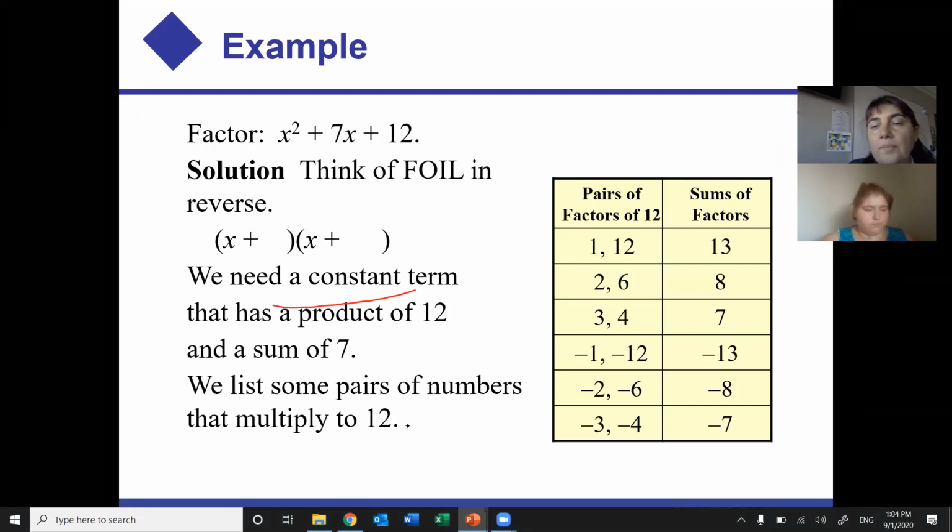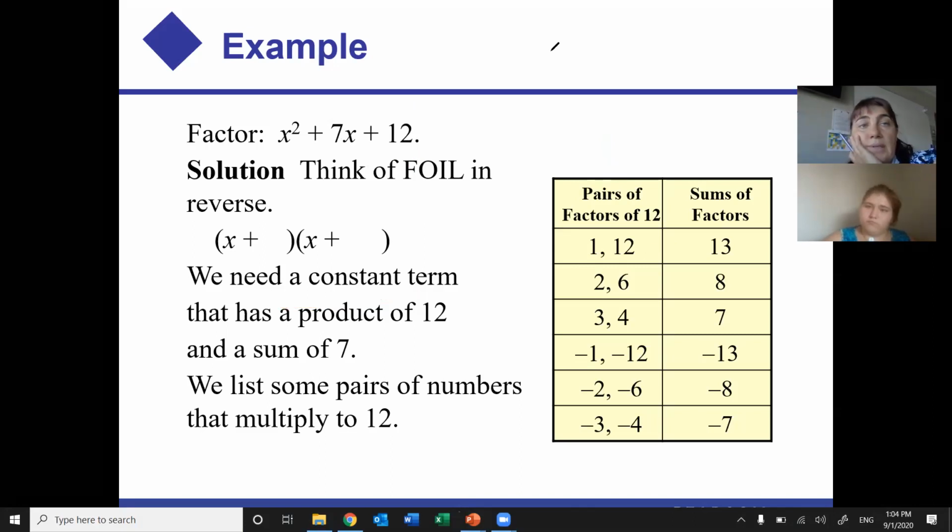But if you cannot, you can write all the pairs of the factors of 12, right? All the factors of 12, you can write them right here. And then you can add them together to see if they add up to be 7, right? Because you want to get 7. Feel free to do that.